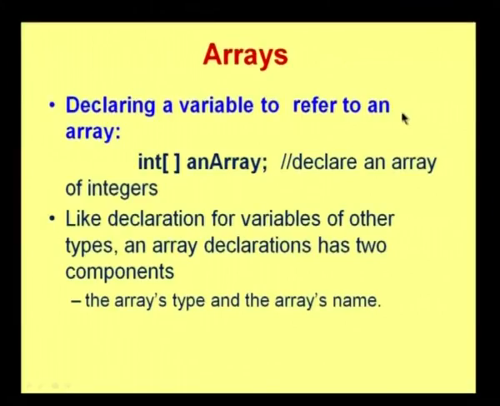So here you are declaring a variable to refer to an array. Here you can see that you have an integer array. This is just a declaration of an array of integers. Like declarations for variables of other types, an array declaration also has two components: the array's type and the array's name. So first I specify the data type and then the name of the array.